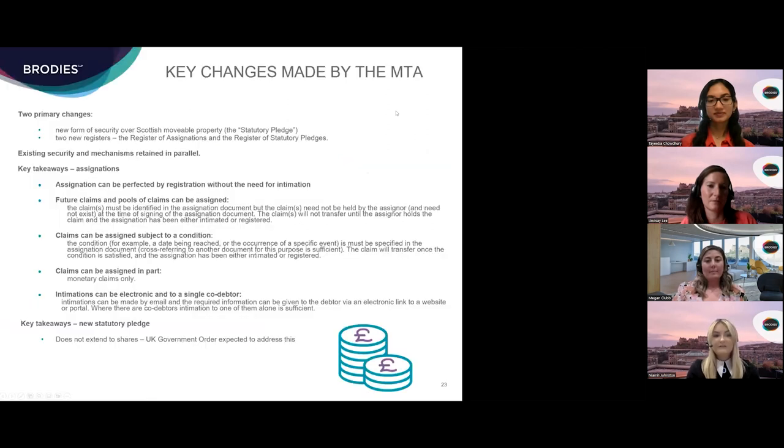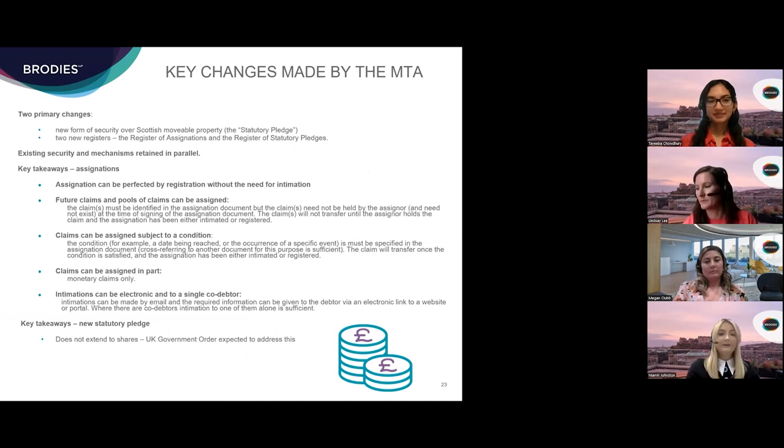So what key changes does the Act make? Well, the Act makes two primary changes to the existing law. Firstly, it introduces a new form of security that can be granted over Scottish movable property, known as the statutory pledge. And secondly, it creates two new registers to be set up by Registers of Scotland, the Register of Assignations, and the Register of Statutory Pledges.